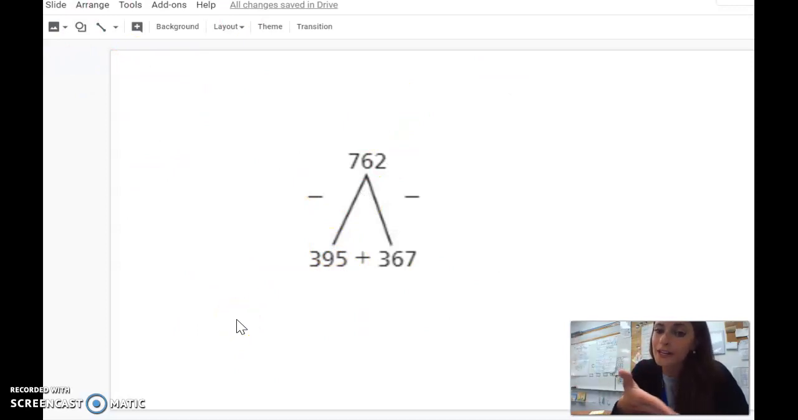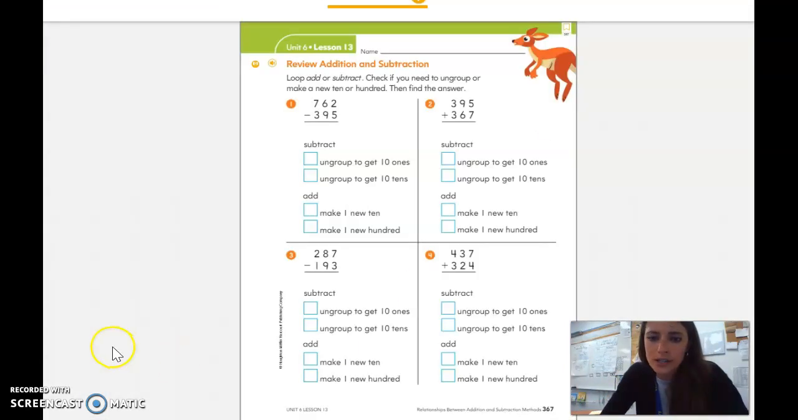So 395 plus 367 equals my total. My total minus one add-in equals the other add-in. My total minus the other add-in equals the other add-in. Okay, so they're opposite operations. I want you to do 367 in your workbook page and check your work for each one.